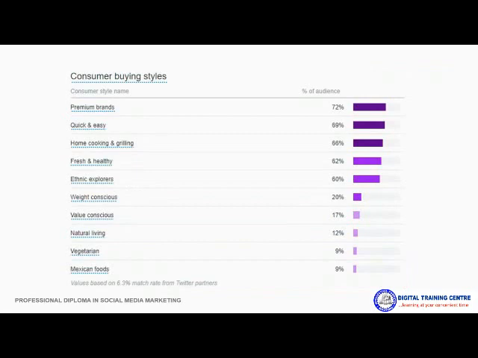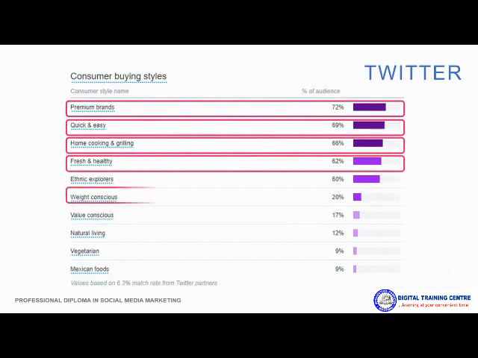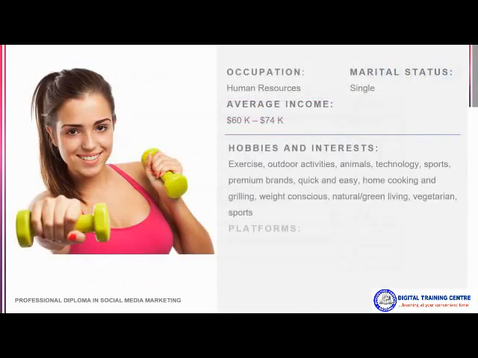If we look at our consumer buying styles, we can see they're into premium brands. They want quick and easy, home cooking, fresh and healthy. They might be weight conscious. Again, that would be our older age category, natural living, as well as vegetarian. So then we can start providing recipes on vegetarian, healthy cooking, places in London to get fresh and healthy food, when you're weight conscious, what to do, as well as a whole range of exciting content, especially around premium brands. So what brands are best for running, for instance. And then we can start to fill this information in when we look at our buyer persona.